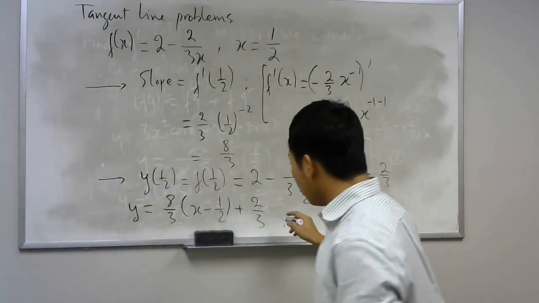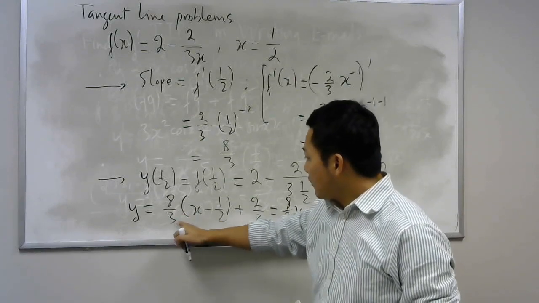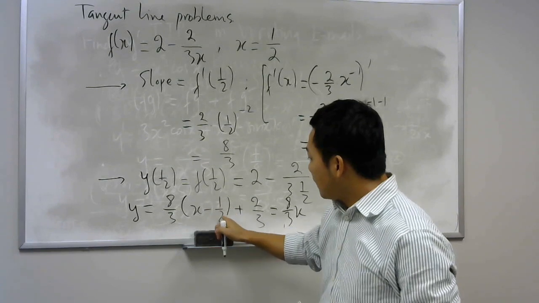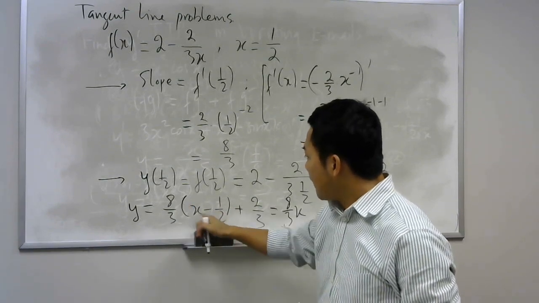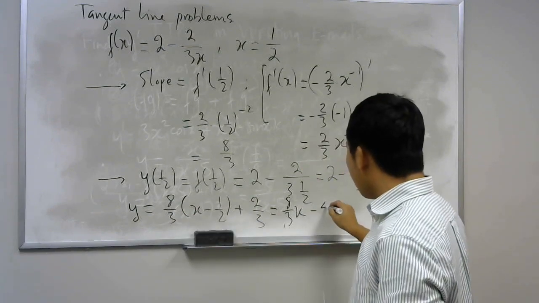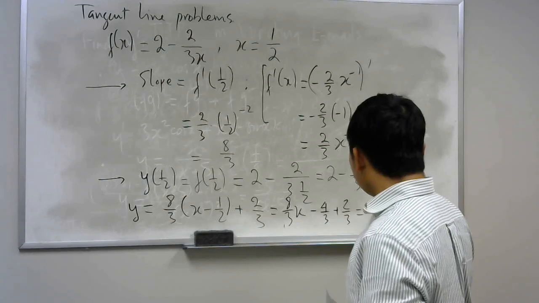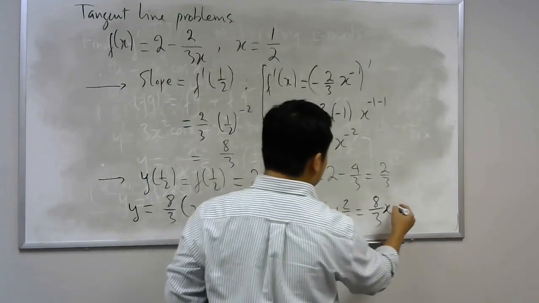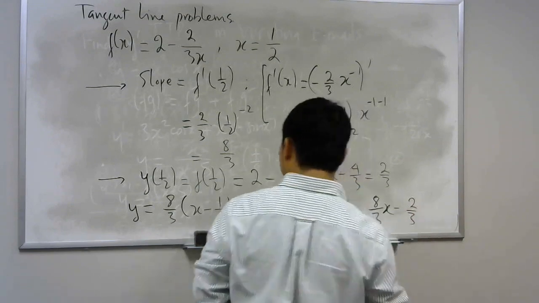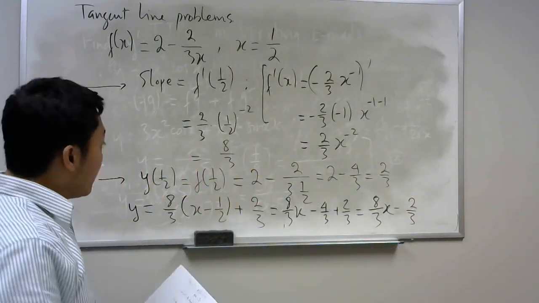So let's simplify that. Here you have 8 over 3 x, and then 8 over 3 times negative 1/2. So the 8 with 2 will cancel out, so I can simplify: 4 over 3, minus 4 over 3 plus 2 over 3. And then that is 8 over 3 x, and here negative 2 over 3. That is the answer. Okay, next question.